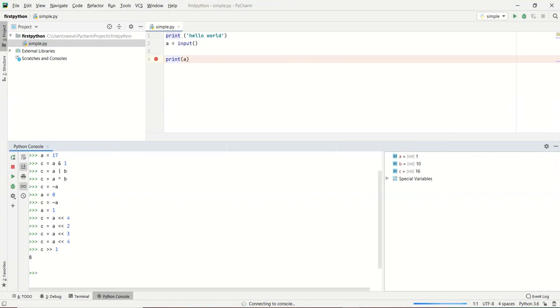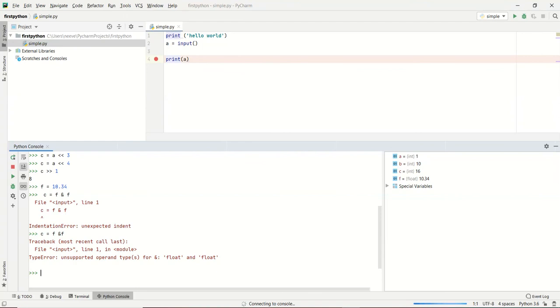In case we have the floating point variable 10.34, and if you try to do c equals f AND f, it provides an error output, which is expected. It is an unsupported operand type. The bitwise operator will only play a role on integer variables.